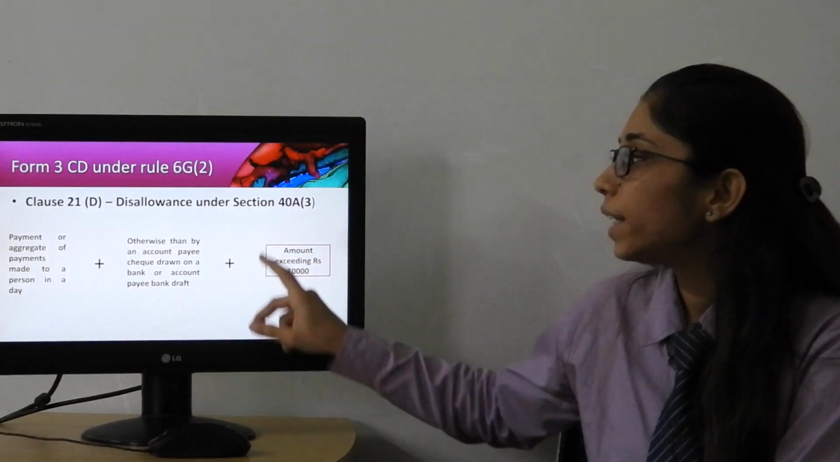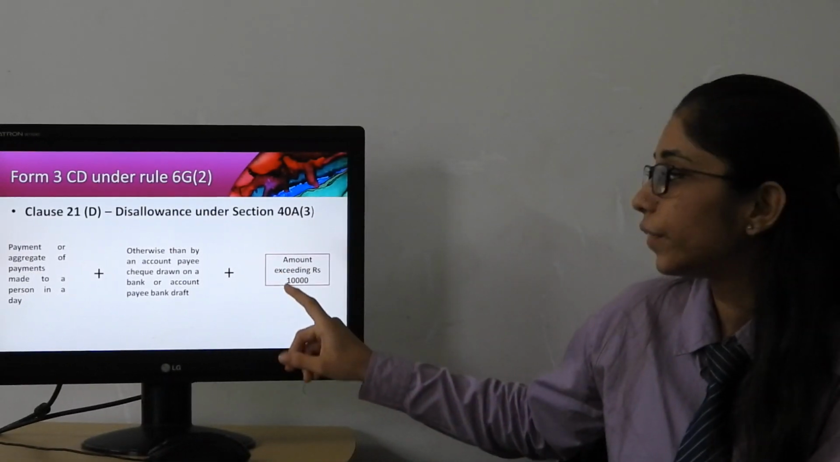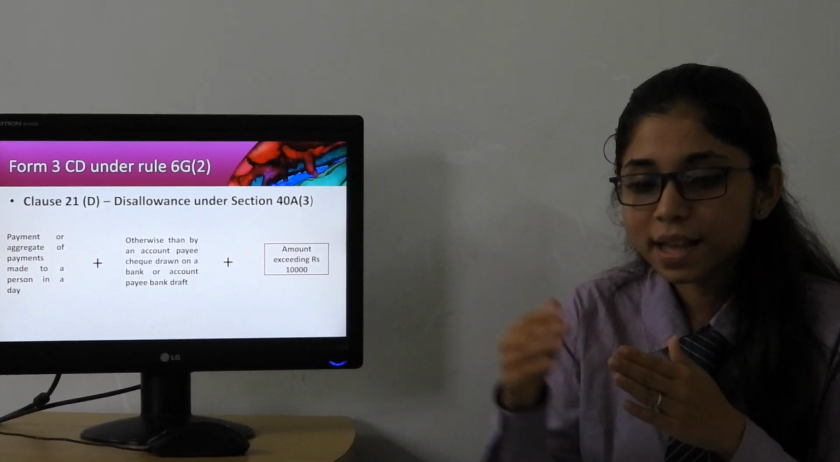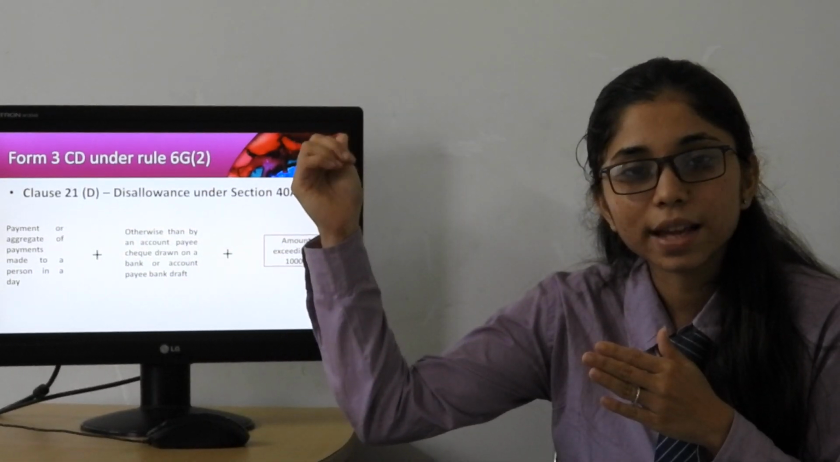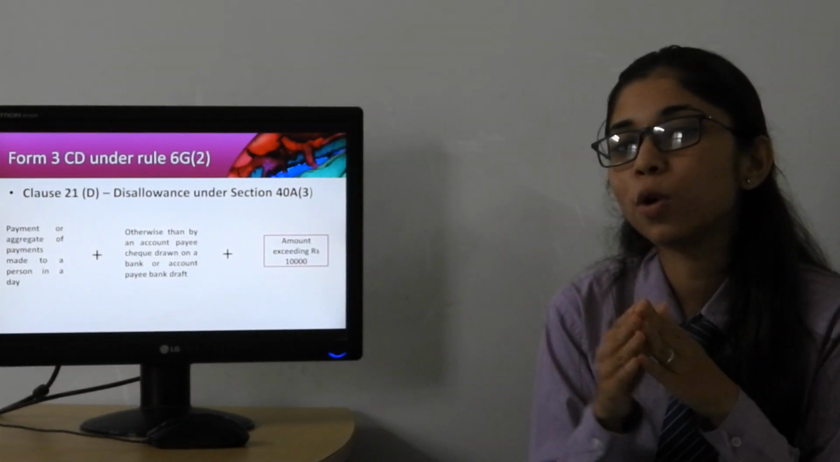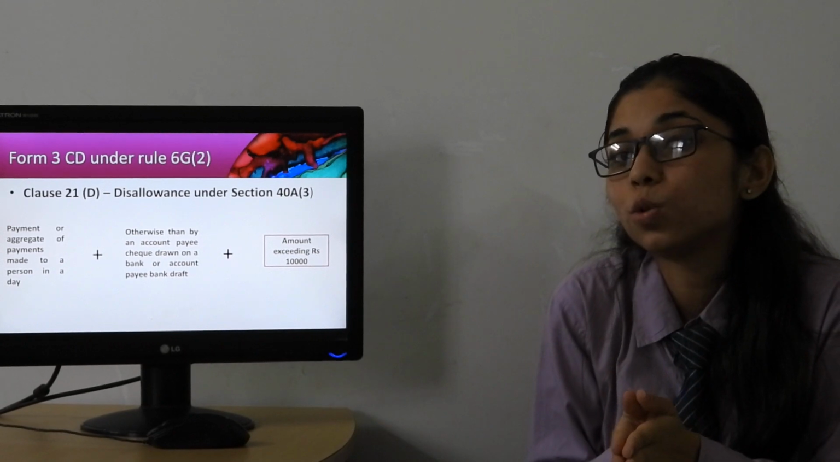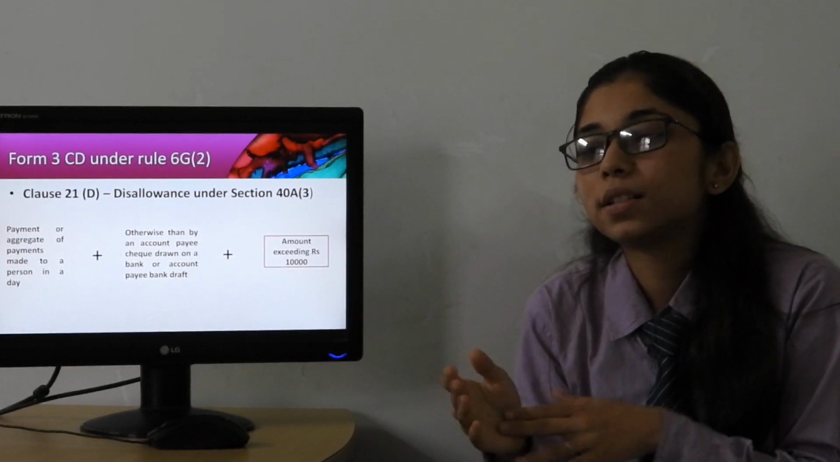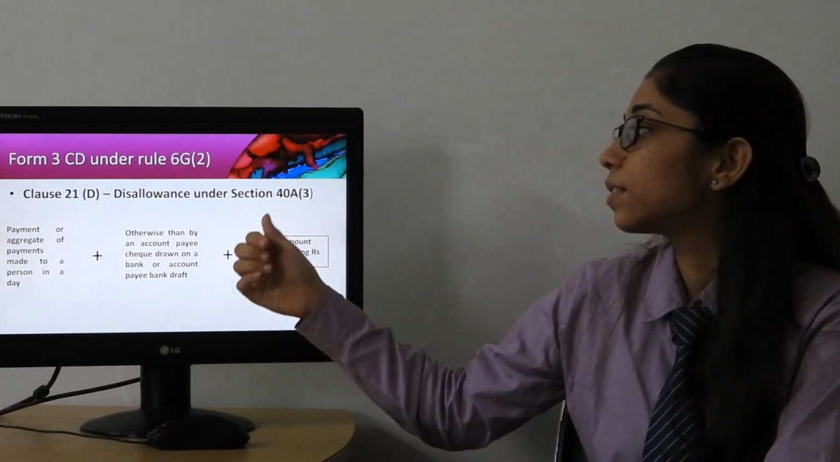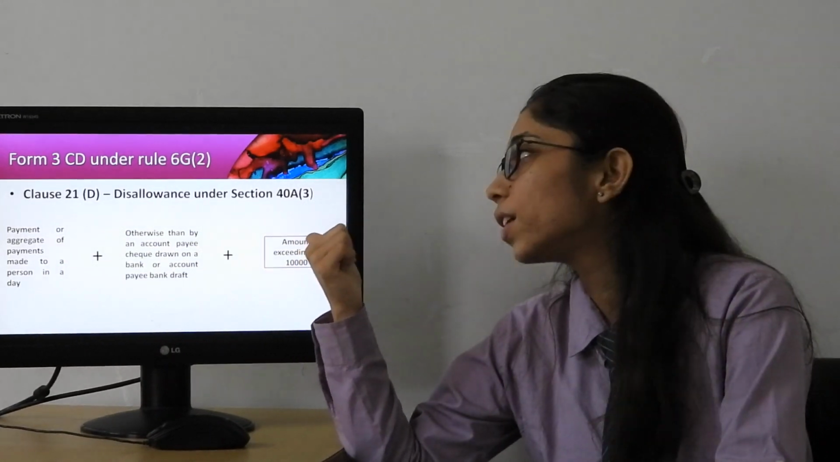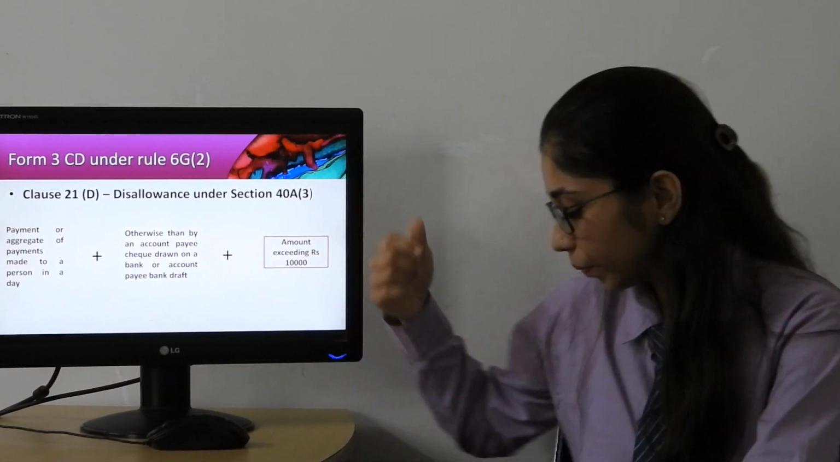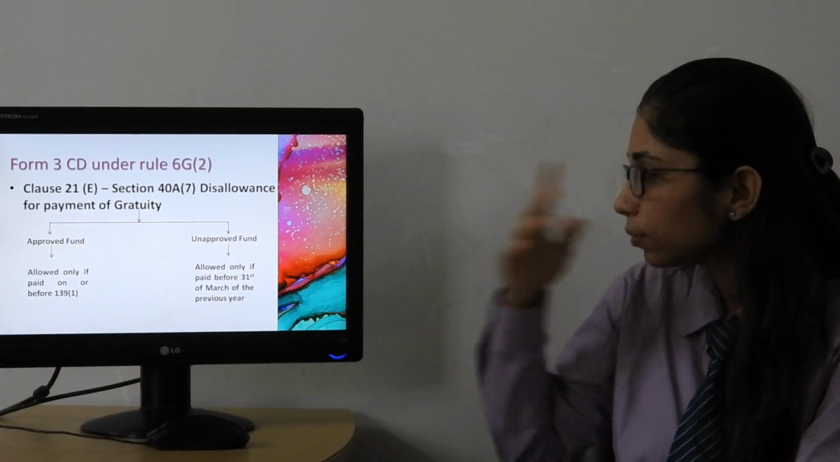Clause 21D, disallowance under section 40A(3). As I mentioned in my qualification section, if you are making any payment in cash of more than rupees 10,000, then such disclosure should be given, and such expense is also disallowed under section 40A(3).